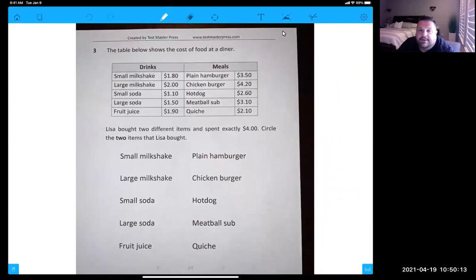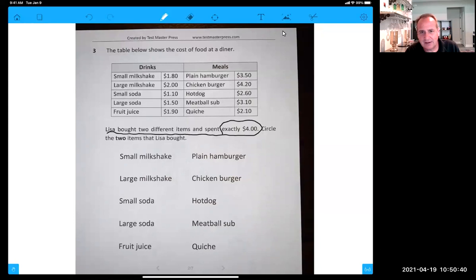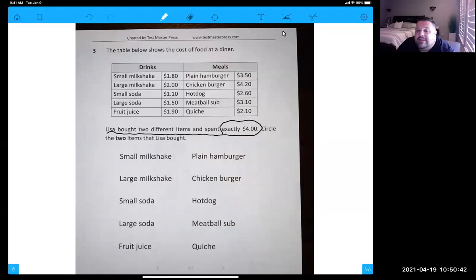Okay, if you're at home, pause and read this and solve it. Okay, that was our pause. Okay, guys, so this table shows us a bunch of stuff, right? Lisa bought 2 different items and spent exactly $4. We need to figure out what 2 items she bought. So I'll give you guys a second. I know the other people at home have already paused and probably have their idea. Does anybody have, what's one item on this list we can eliminate immediately?